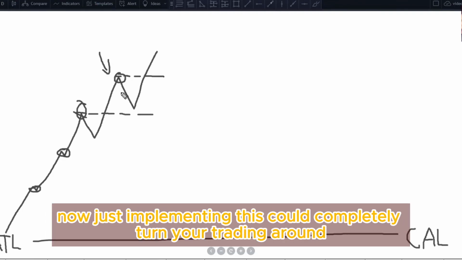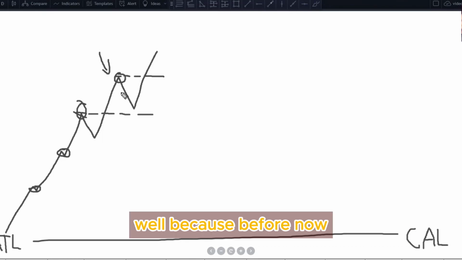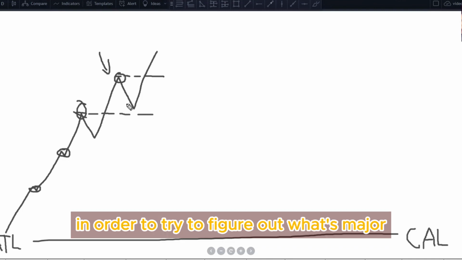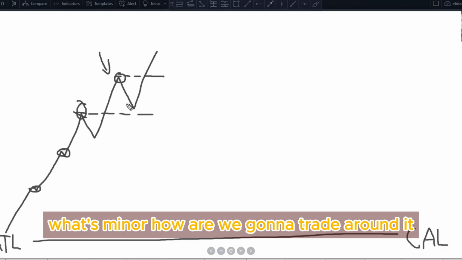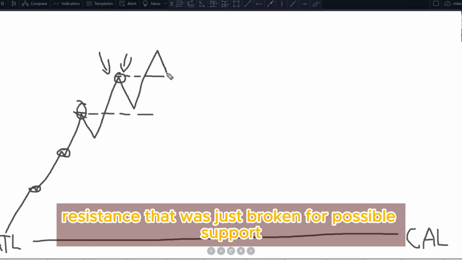Now, just implementing this could completely turn your trading around. This can completely change your trading. And why, you might ask? Well, because before now, you've probably been looking at tons of different structure levels to try to figure out what's major, what's minor, and how we're going to trade around it. Well, what if you only looked at previous structure resistance that was just broken for possible support?